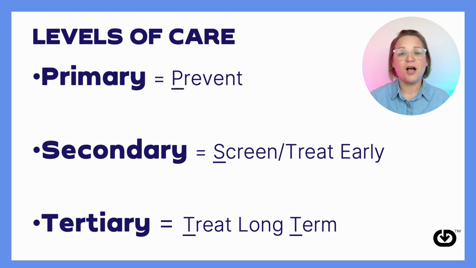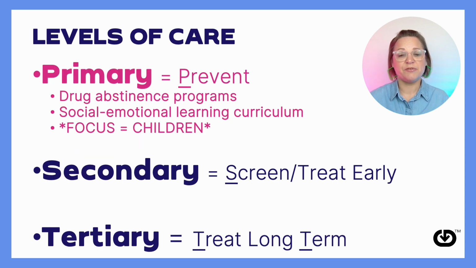In healthcare, we talk about levels of prevention, levels of care provided for a patient. And these levels of prevention can be divided into primary, secondary, and tertiary, or PST. P for prevent, S for screen and treat early, and T for treat long term. Let's break this down a little bit more. The first level of prevention or level of care is primary prevention, P for prevent. So we want to avoid mental health illnesses from happening in the first place.